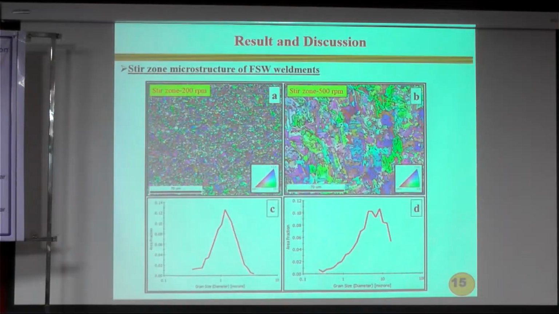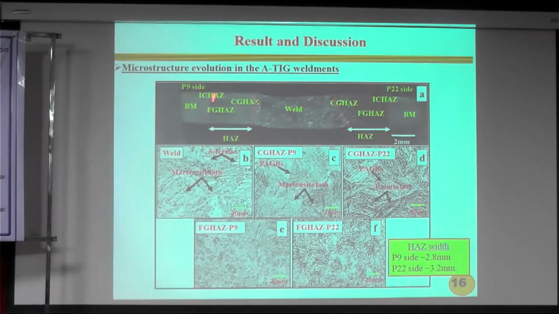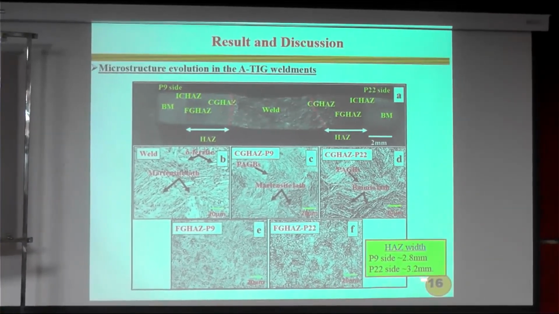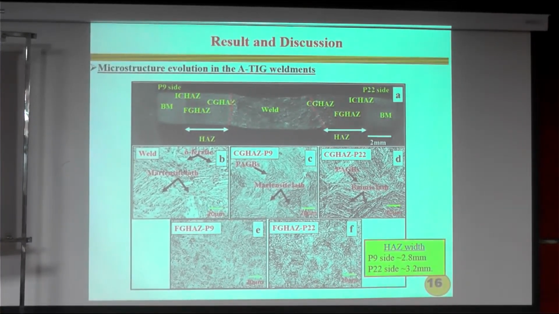So this is a photograph of the A-TIG welding. You can see the welded profile. This much is the heat affected zone. The heat affected zone size, you can see, is 2.8. In the case of friction stir welding, the heat affected zone size was 1.3 mm only. Again, comparing 9 chrome steel to 2.25 chrome 1 moly steel, there is a significant difference in the heat affected zone size. In the case of 9 chrome 1 moly, the heat affected zone size is only 2.8 mm. But in the case of 2.25, the heat affected zone size is 3.2 mm.